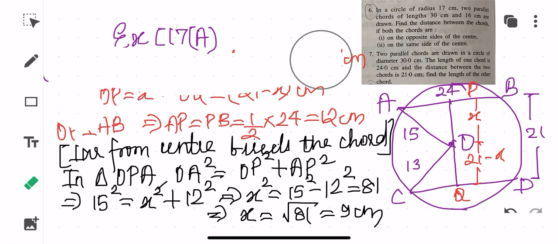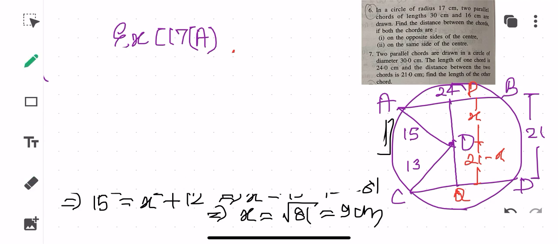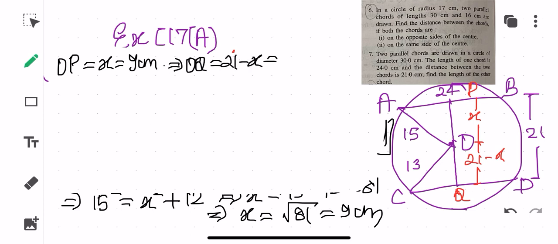Since you have calculated OP, we will now move to the next part. We have to find out OP is equal to x is equal to, not 8, sorry children, 9 centimeter. Then you will write down, this implies OQ is equal to 21 minus x, which in turn is 21 minus 9, which is 12 centimeter. So you are able to calculate OQ now.